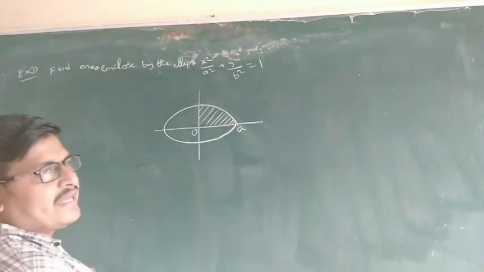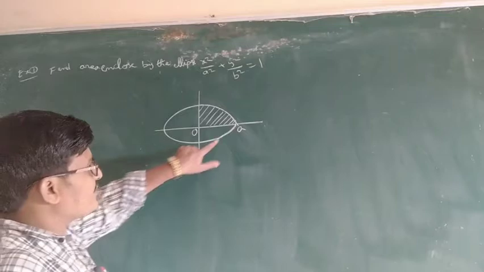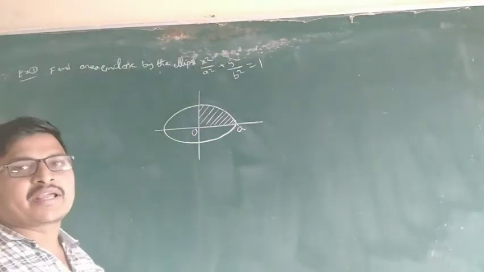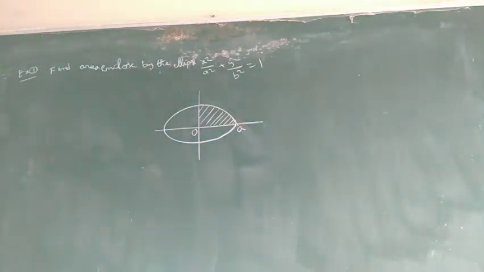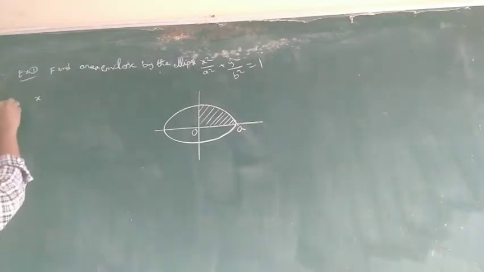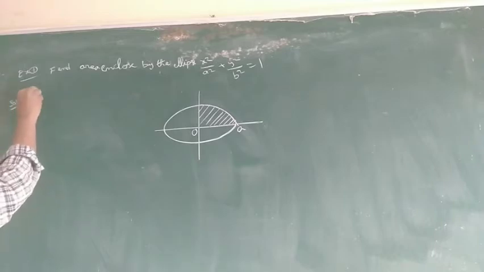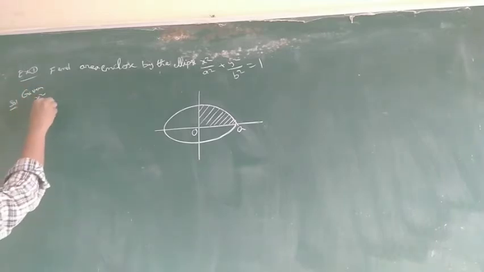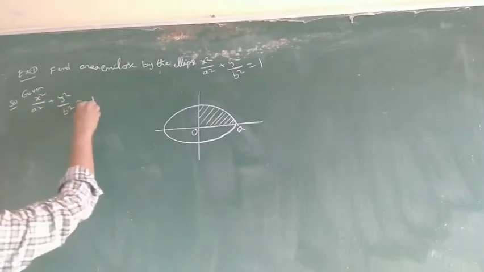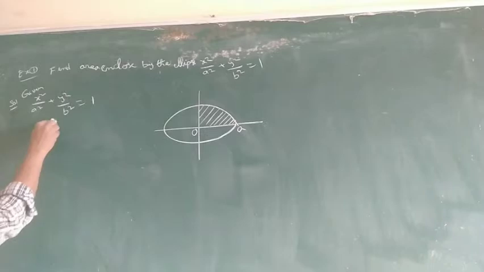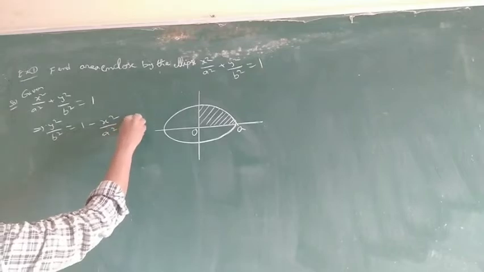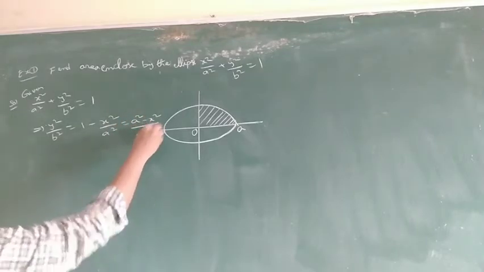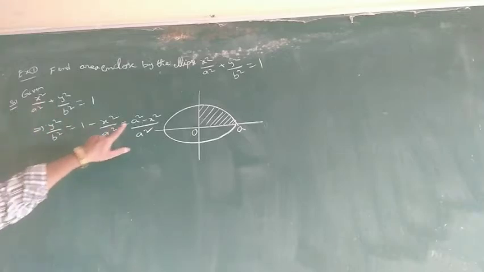Here, like a circle, the four parts are symmetrical or equal. So, 0 to a. First, from the given equation x square by a square plus y square by b square is equal to 1, that implies y square by b square is equal to 1 minus x square by a square, so a square minus x square by a square, taking the LCM.